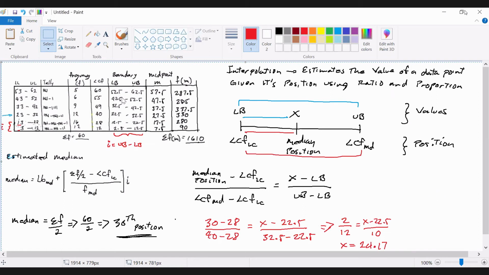Not all. Okay, teacher. Not all. Okay, teacher. I'm going to erase the interpolation part. Okay.